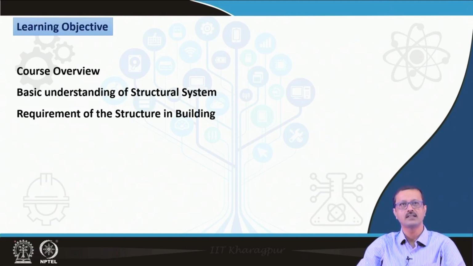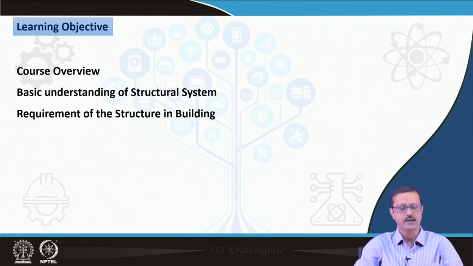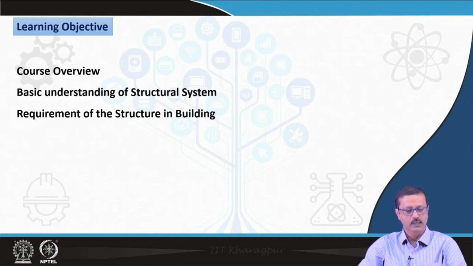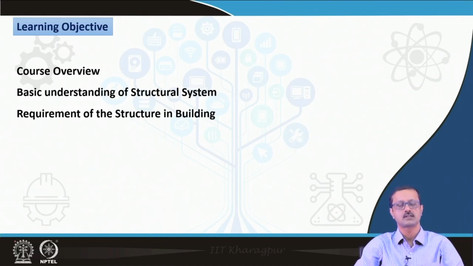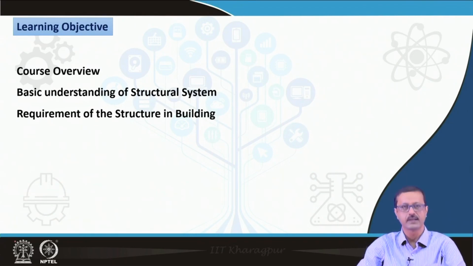The learning objective of this particular half an hour lecture today is that we will initiate the course overview. So, you will have an understanding of how the course will run and what the things to be done in the course are. Then we will go to the basic understanding of the structural systems, and then we will discuss some of the requirements of the structures in the building, why a structure is required, and what special considerations for the structure have to be taken while an architect decides upon the building design or the architectural design of a building.